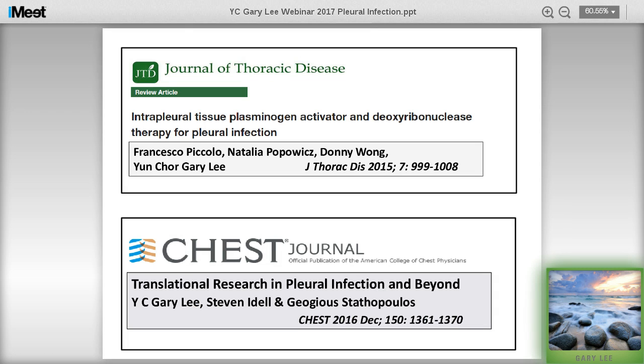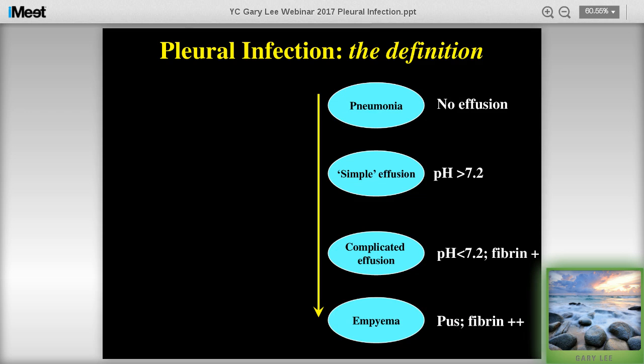Most of the things that I will cover today are covered in these two review articles from my group. The top one is on the practice of TPA and DNase, and the bottom one is about some of the active research that is happening and where we see the field going in the next few years.